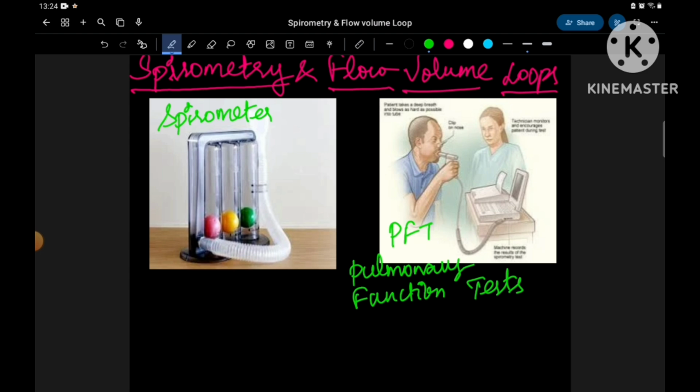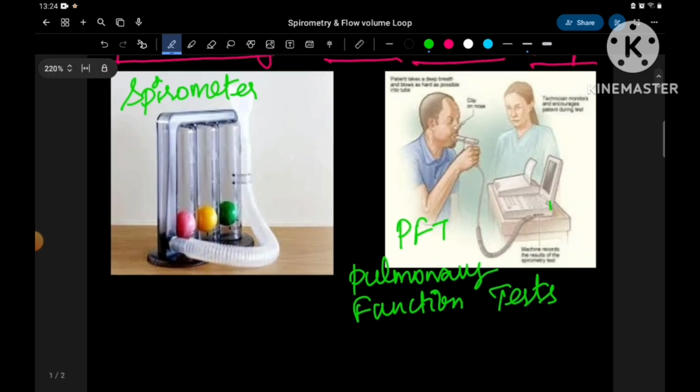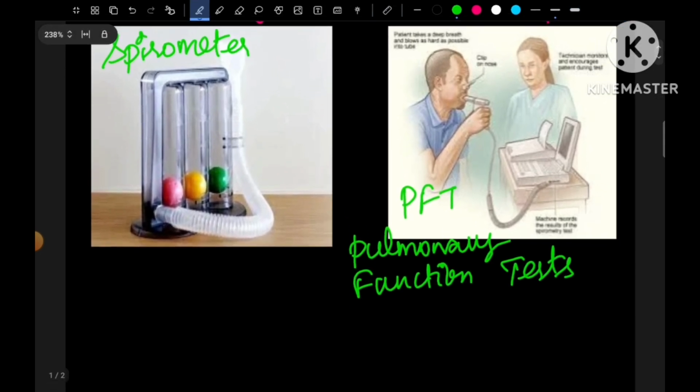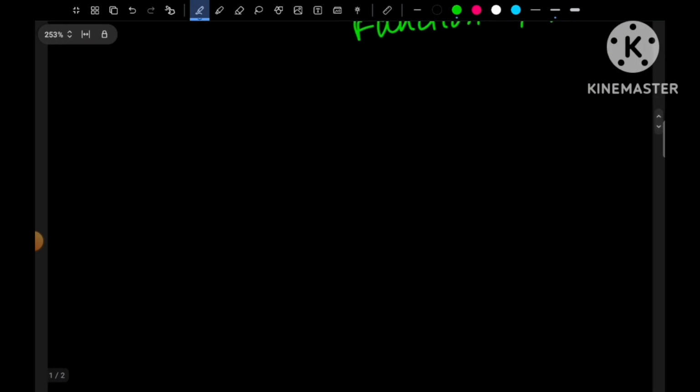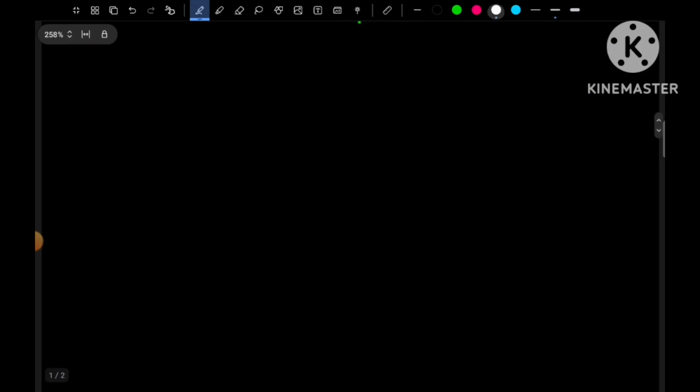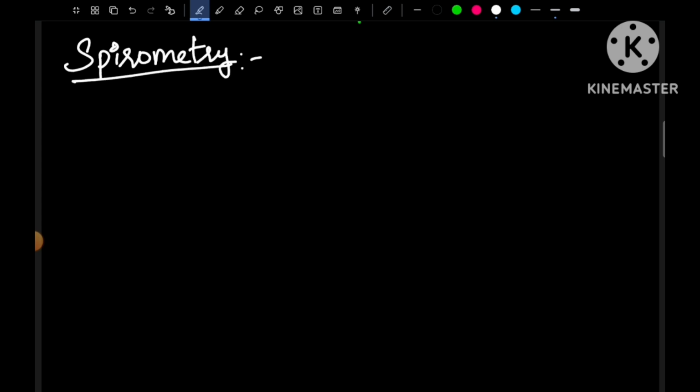Okay, so we are not going to go into detail of the mechanism of the spirometer or the pulmonary function test, but what we are going to see is the graphs which are usually given in our exams, particularly in competitive exams. So we are going to discuss that in detail. Let's see the spirometry graphs. Let's see first about spirometry.